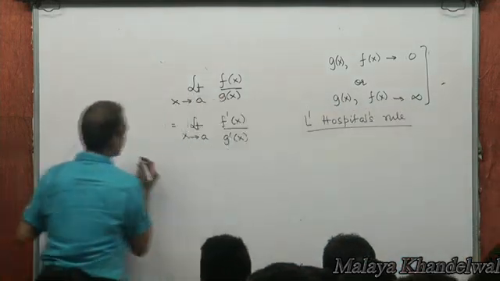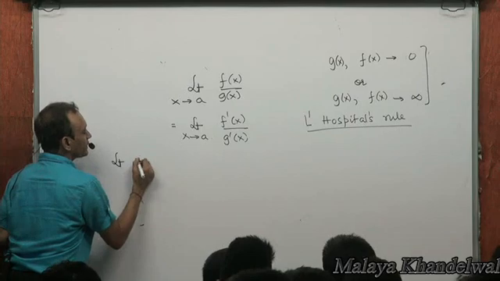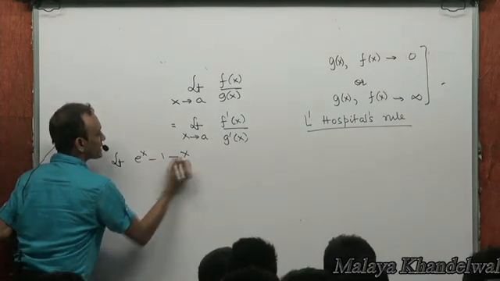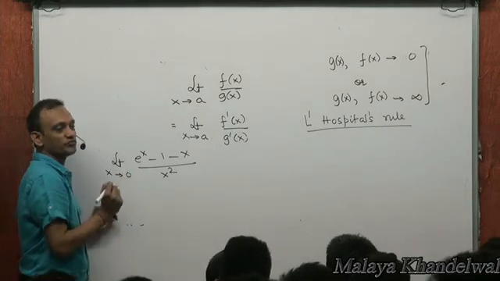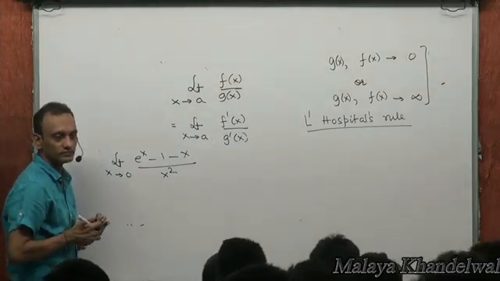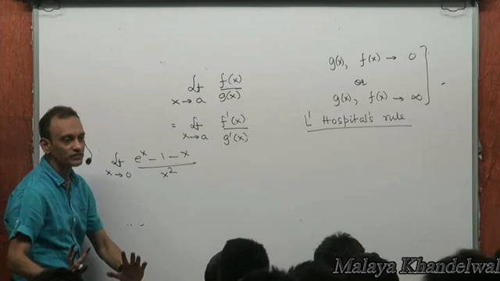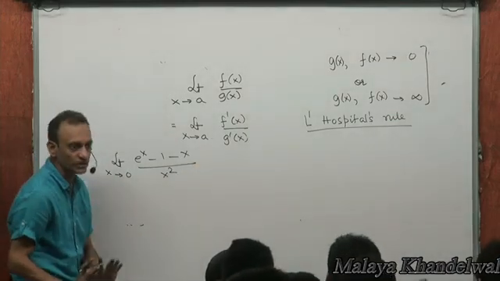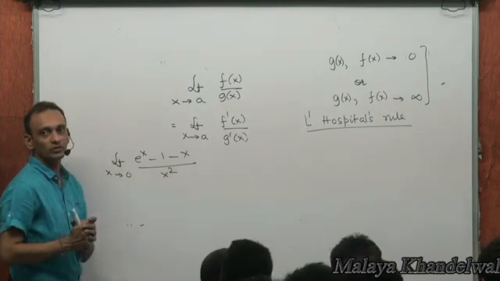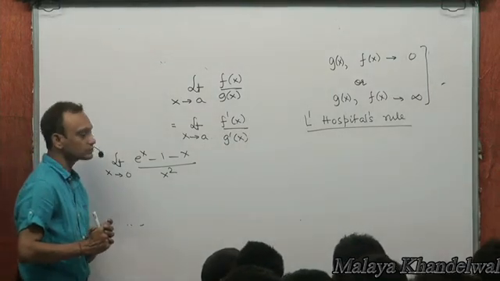So coming down to this limit, e power x minus 1 minus x by x squared as x tends to 0. Don't bother about it. The proof is beyond the scope. A proof is certainly not within the scope of things that you know. But the application is within the scope. So let's not bother about the proof of L'Hopital.